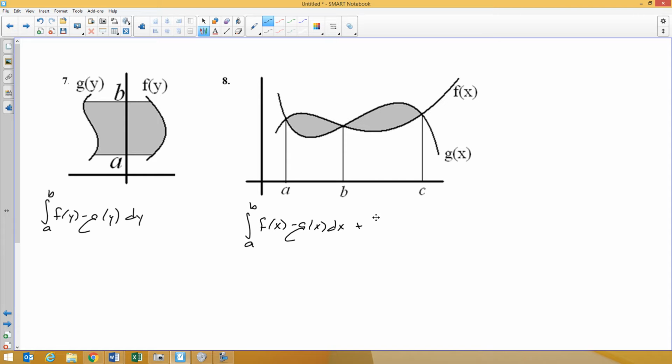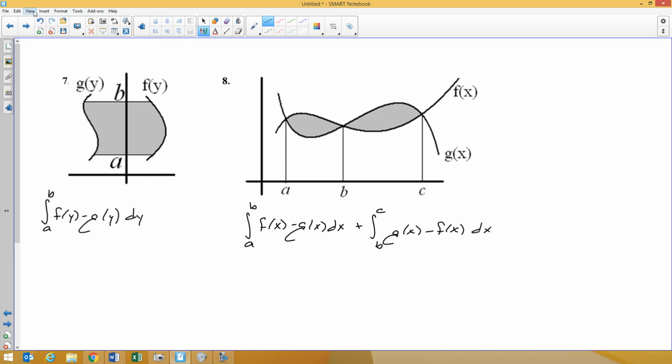And then I'm going to add to that the area from b to c. And between b and c, it's the g of x function that's on top. So we'll do g of x minus f of x in this case. It's still top minus bottom, just keep track of which one's on top, especially in cases where the top curve changes in the middle of the overall interval. So there are your generic setups. Just remember top minus bottom or right minus left.